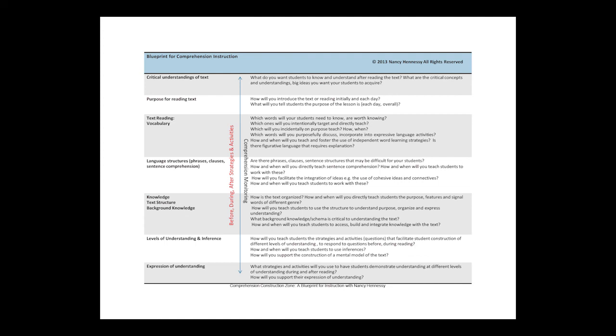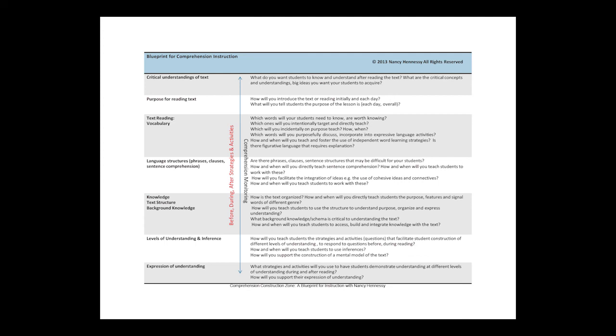So, on the left-hand side, what you see are the components of the blueprint. We begin by talking about critical understandings of text. That's the big picture. That's what you want your student to take away from, whether it's a chapter book, a novel, a textbook, or an informational passage. What do you want them to take away? What's the big idea? Purpose for reading text, we always set purpose each and every day.